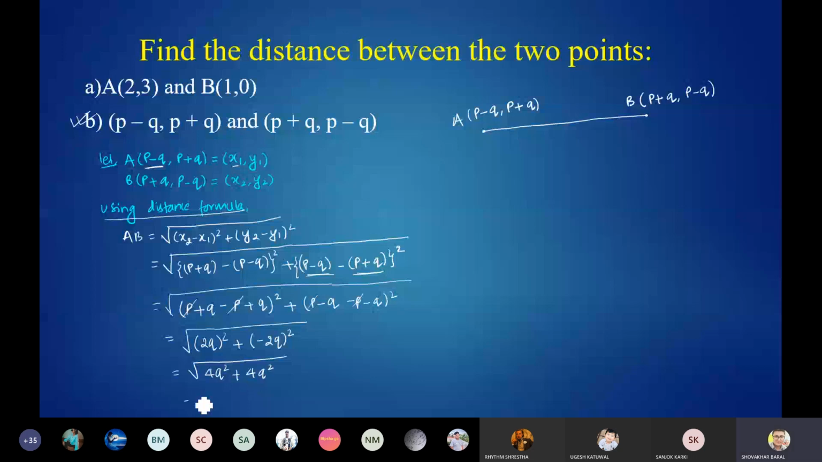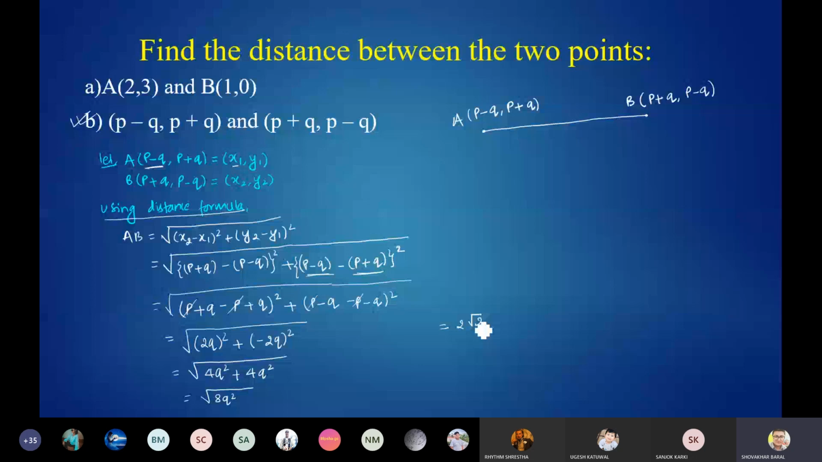Root over 4Q square is 8Q square. If you simplify it further, it will be Q times 2 root 2. So let me simplify it. It will be 2 root over 2 Q. Root over 8 is 2 root 2.